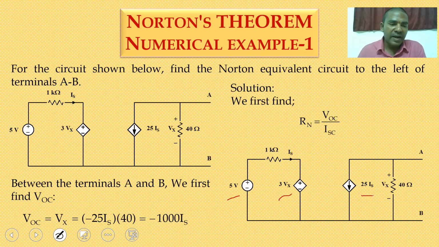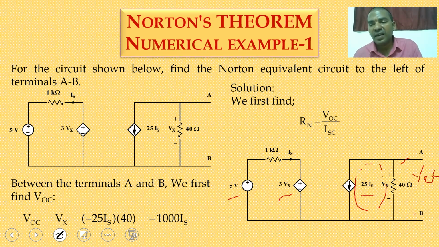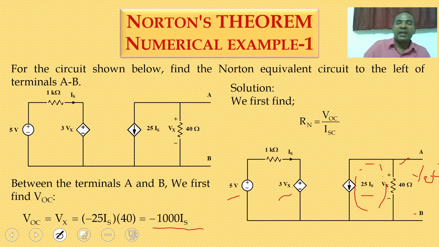So now I am writing the expression for VOC. This is the open circuit voltage. So VOC is the same as Vx. Here, at these two terminals, no current is flowing. So the total current is flowing in the 40 ohm resistor only. The voltage drop across the 40 ohm resistor, Vx, is 25 Is with a minus sign, times 40. So finally you can get minus 1000 Is.